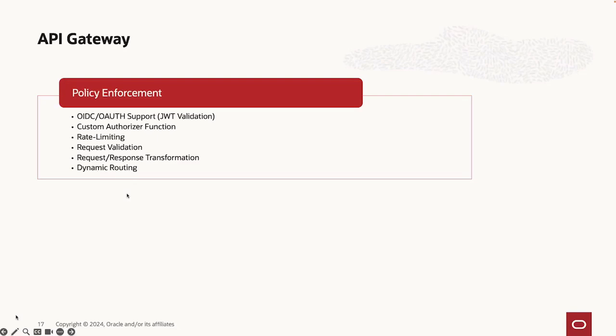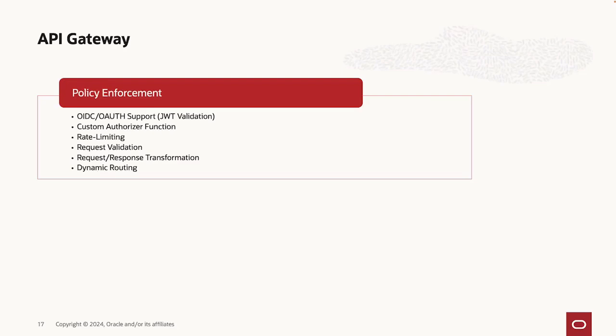First one is OIDC and OAuth support. It can act as a proxy or gateway to your APIs and enforce OIDC support. If you have a legacy application that doesn't support modern authentication protocols, you can put API gateway in the front, have it enforce modern authentication, and then configure trust between API gateway and the backend application to support the legacy authentication. The way you would do that is by writing a custom authorizer function. As you can see on the screen, it does support rate limiting as well, which is again the same as WAF.